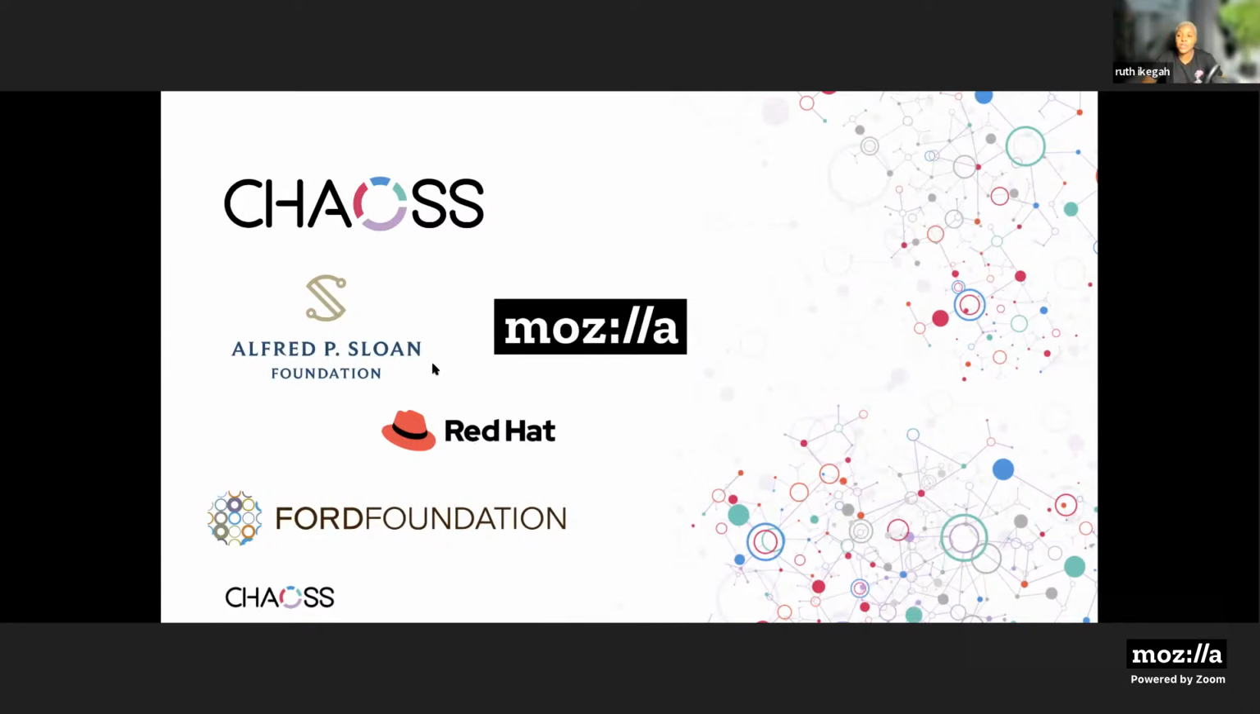that have supported the CHAOSS project in the past and even currently. And you can see that Mozilla is one of the companies that have supported CHAOSS in the past. So you can see that Mozilla is still here, and that's why I'm really excited to give this presentation to the Mozilla community members. And also there are other companies like Red Hat and foundations like the Alfred P. Sloan Foundation and the Ford Foundation that have been supporters of the work we do at CHAOSS.